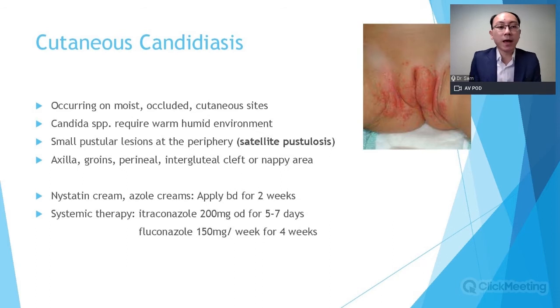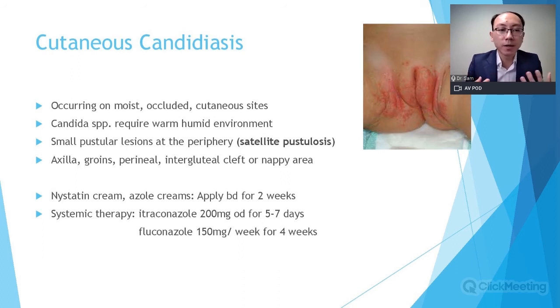So next we will look at cutaneous candidiasis. Actually, this is more common in adult patients, especially if they are immunocompromised. But we do see it in small children, especially babies, associated with a nappy rash. Candida normally occurs in moist, occluded cutaneous sites, which can be your axillary region, your inguinal region, intergluteal region, or nappy area, because Candida requires a warm and humid environment to grow.